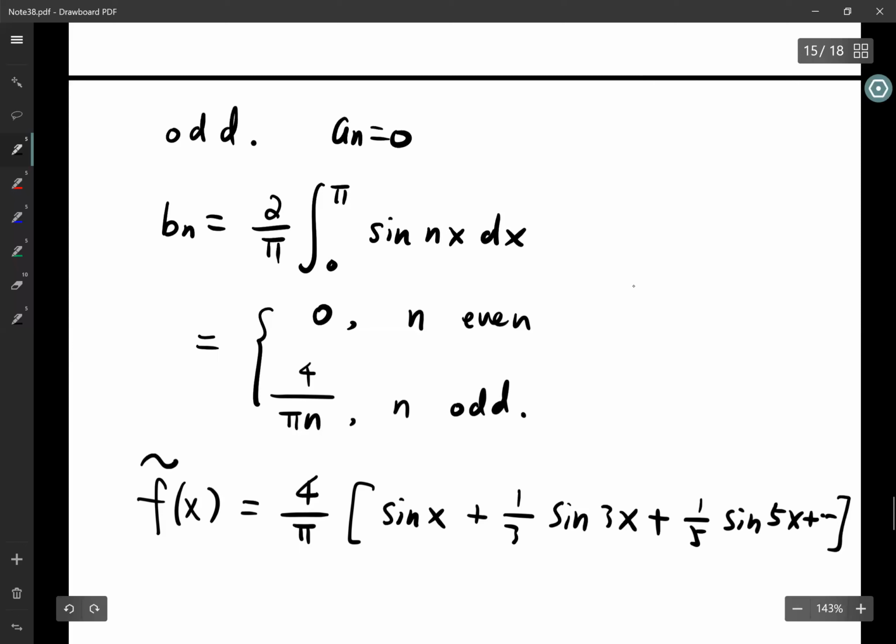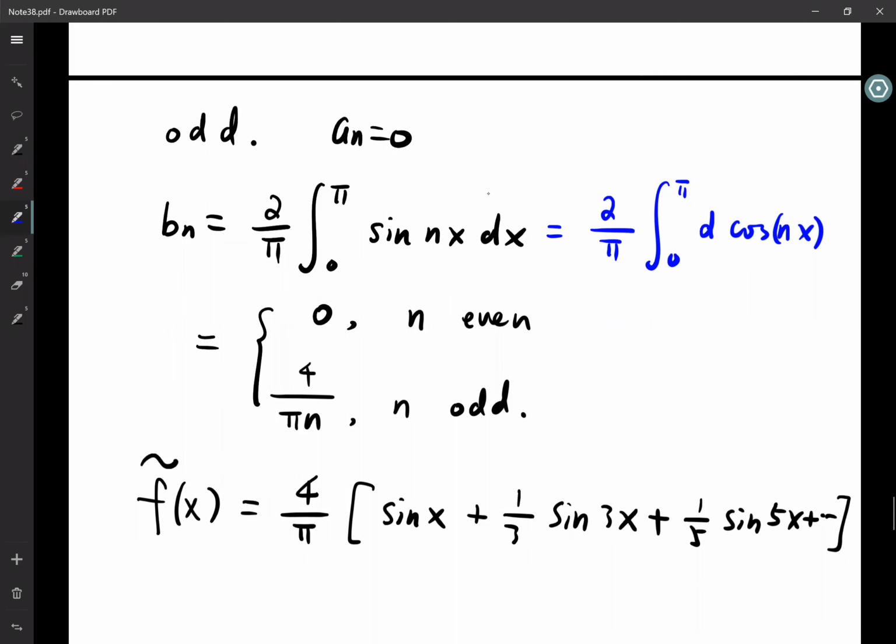I have a question. Yeah. Can you explain really quickly how you determine the last step, like at 0 when n is even, and 4 over pi n otherwise? Oh, you do integration by parts. So you first do, this one is 2 over pi from 0 to pi, and this is d cosine nx. But if you take a derivative, you find there's a -1 and there's an n, so we need to have a minus here. Does it make sense? Yeah.